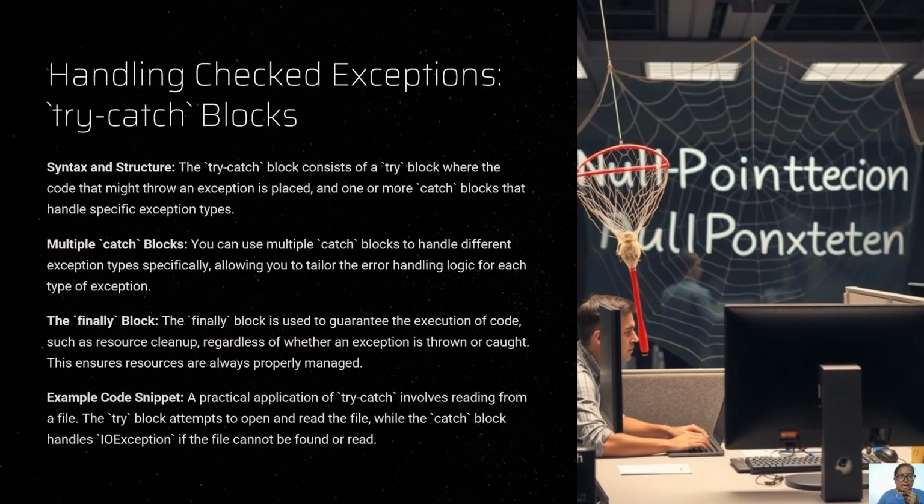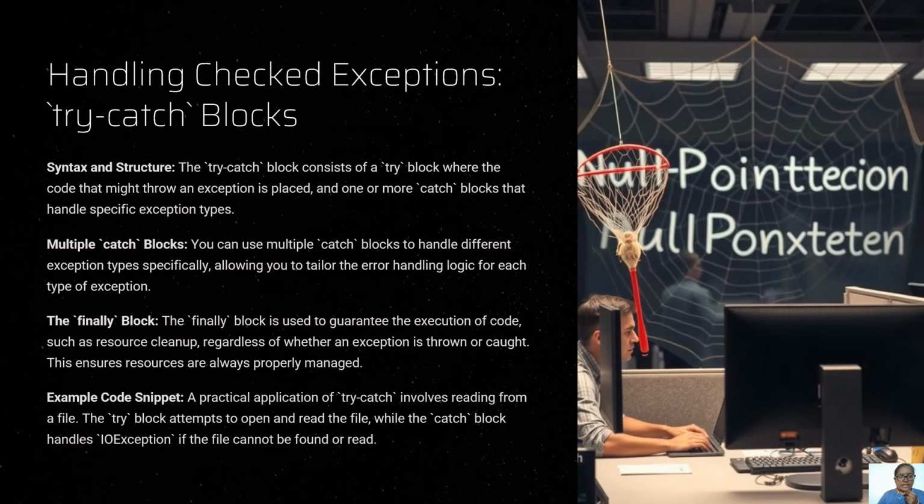Handling checked exceptions with try catch blocks. The syntax and how to structure these blocks: the try catch block consists of a try block where the code that might throw an exception is placed, and one or more catch blocks that handle specified exception types. Multiple catch blocks can be used for one try. And the finally block is used to guarantee the execution of code, such as resource cleanup, regardless of whether the exception is thrown or not.